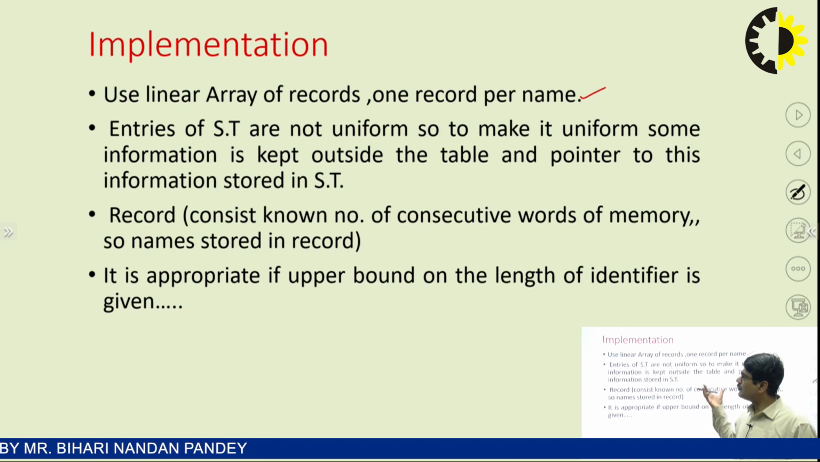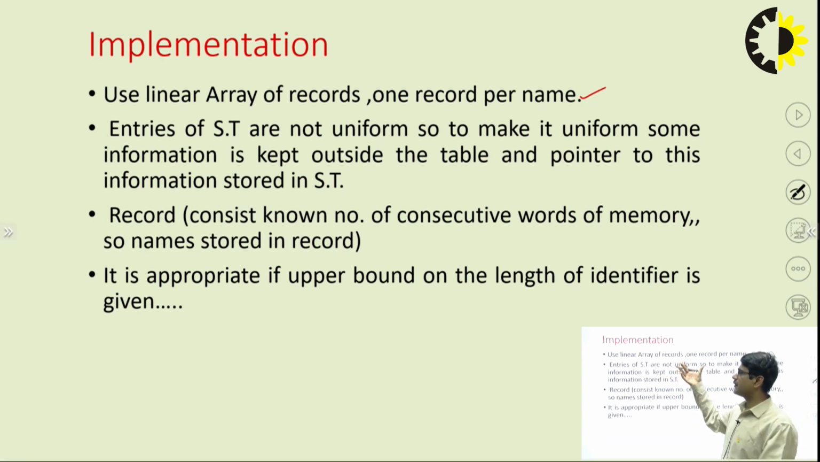So if you are talking about compile time, the things are mostly static. The things are dynamic when we are using the runtime environment. Okay, so a linear array of records, one record per name. That is the best approach to store the record. We are using a linear array of records.